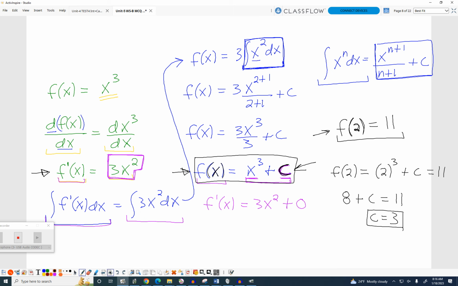Oh, gotcha. So I started with this formula here. I find an antiderivative, which is this formula here.